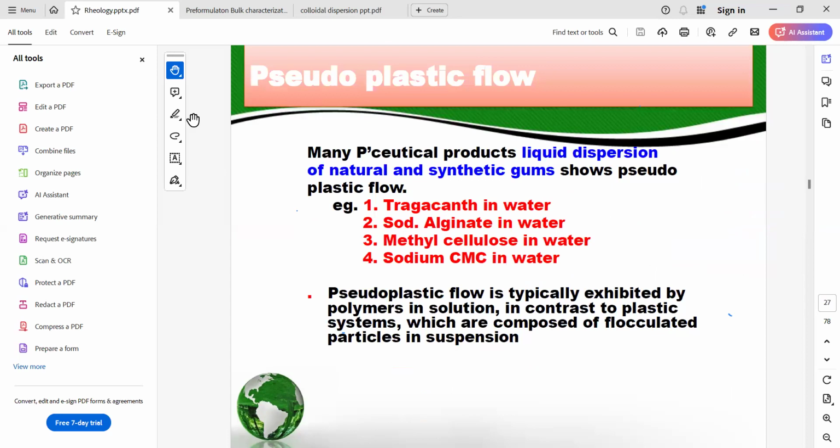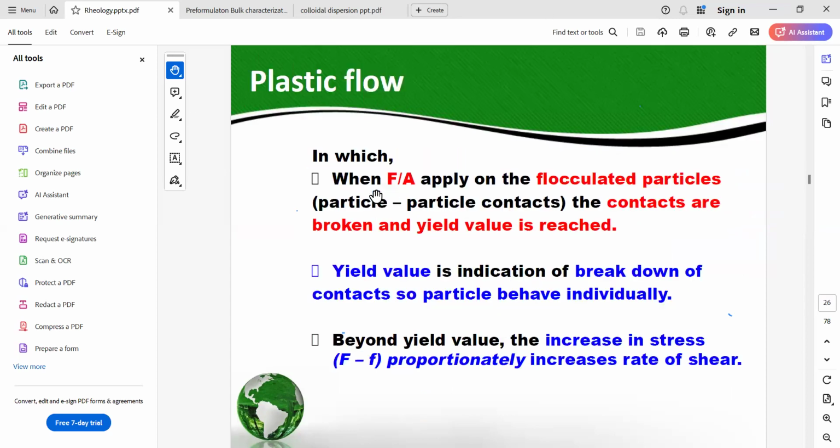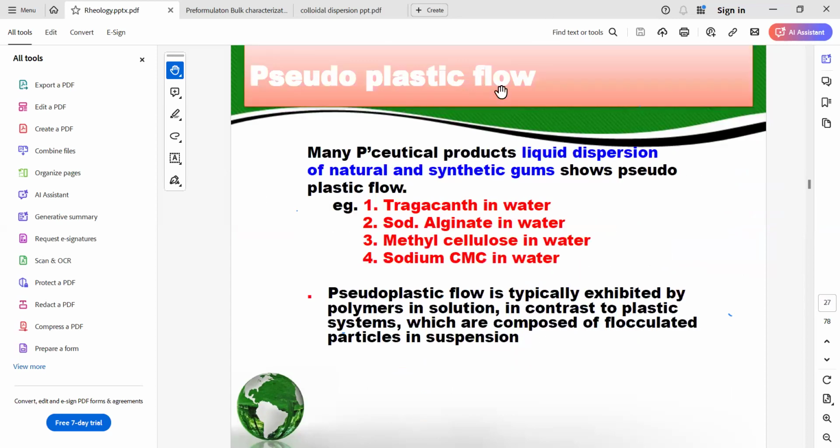Then we have pseudoplastic systems. In case of pseudoplastic systems, what happens is that their viscosity decreases with time. That is known as a pseudoplastic flow system.